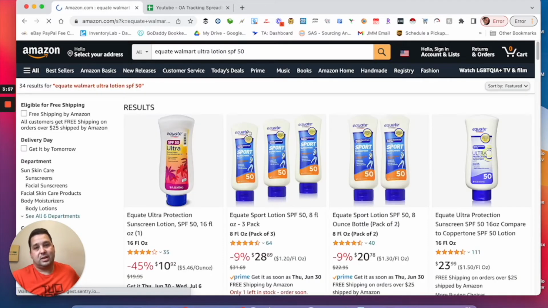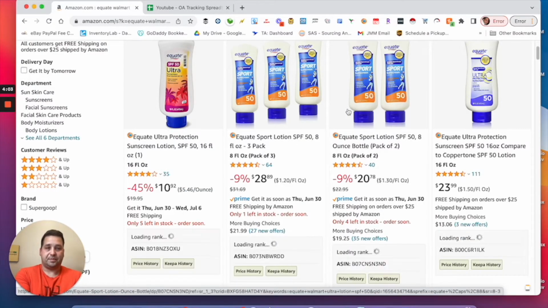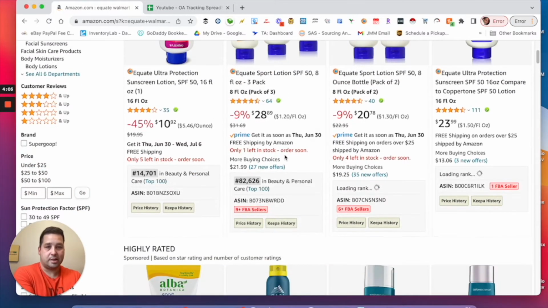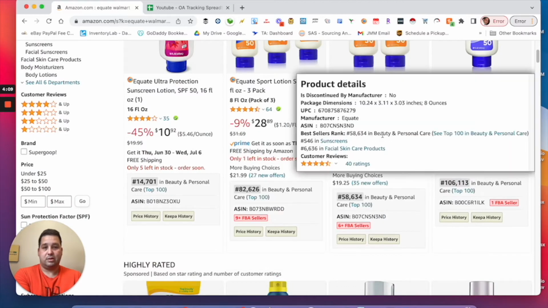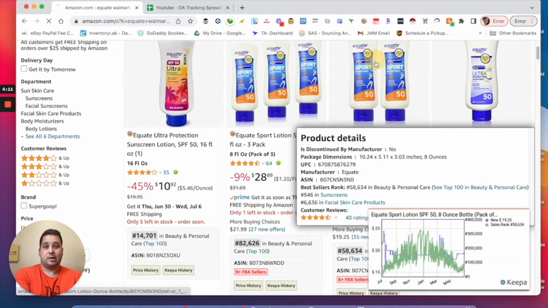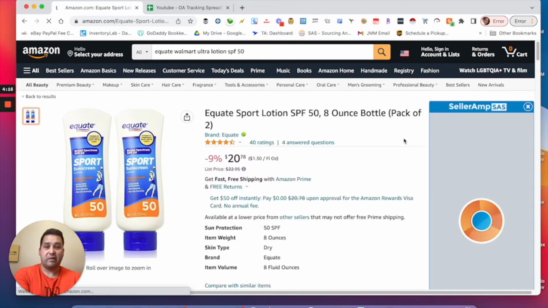We're getting this somewhere. Let's do this. All right, so we're gonna go Equate Sport Lotion. All right. Let's see. We got a 2-pack here. Let's click into this 2-pack. Now this lead, we don't know if it's profitable or not.